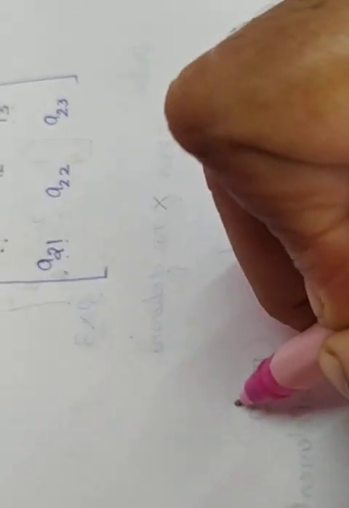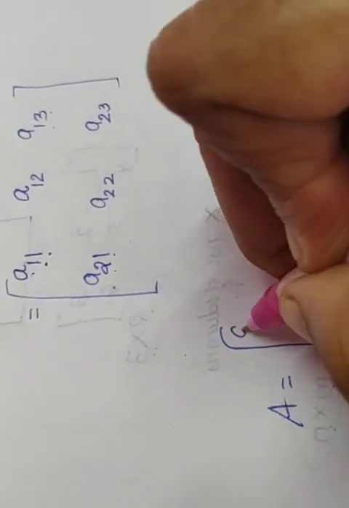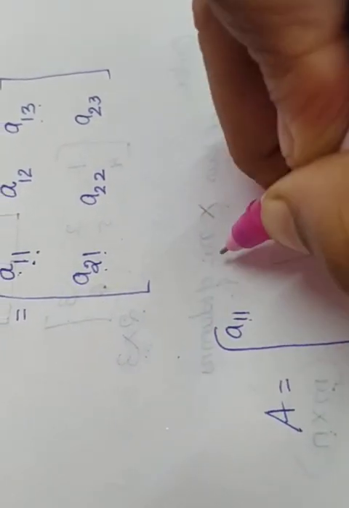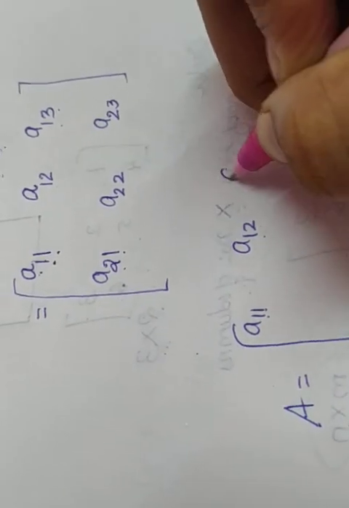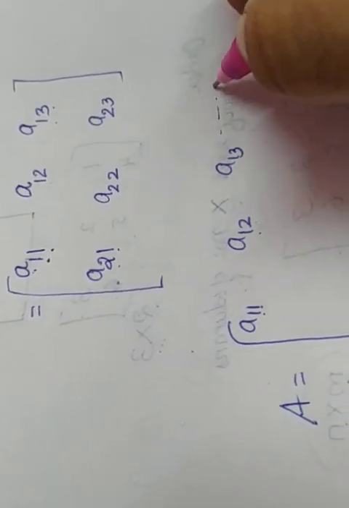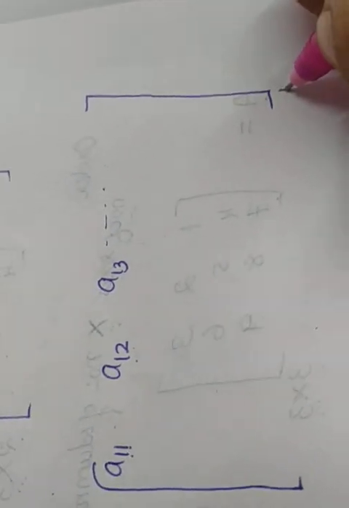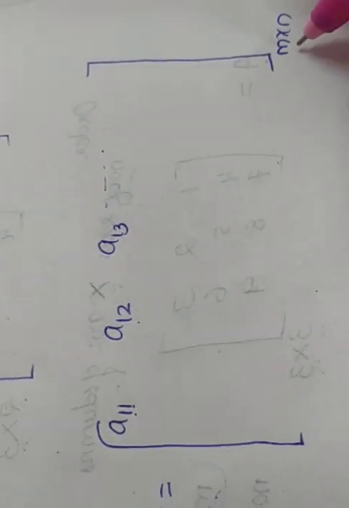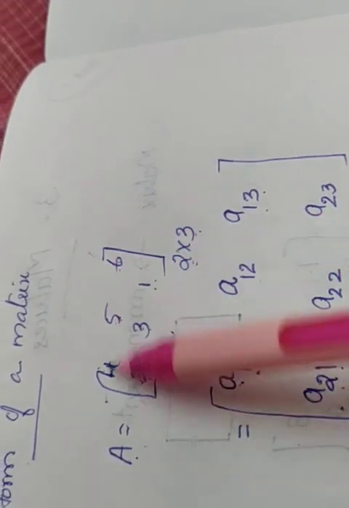In general, if I want to mark the position, how will I write this? A11. A11 stands for the element in the first row and first column. A12 stands for the element in the first row, second column. A13, etc. And I am writing the general format of an M by N matrix. So how many rows are there? There are M rows and N columns. Can you see here there are 3 columns, isn't it?